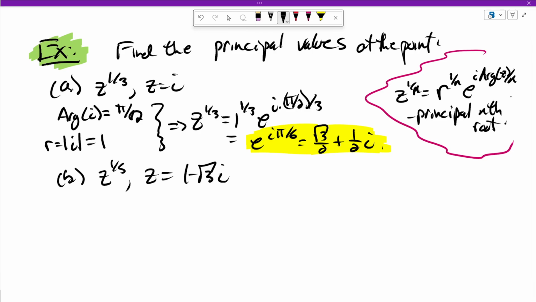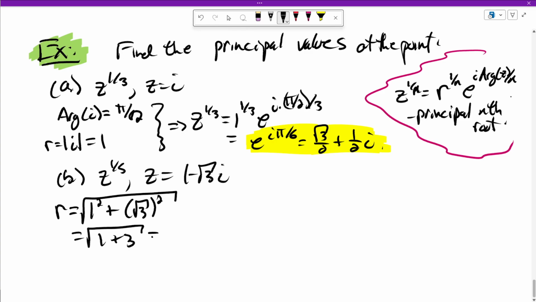All right, so I think the radius is the easier of the two to compute. So let's compute that. 1 squared plus root 3 squared under the square root. That's 1 plus 3 under the square root. That's the square root of 4, which is 2. Great. And now what's the argument of 1 minus root 3 i?